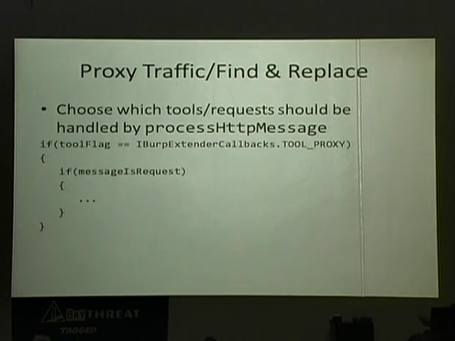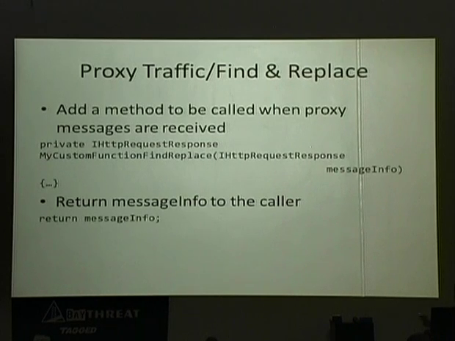So in this instance, we're going to request that only the tool flag proxy be acted upon, and only if the message is a request. And then we're going to write our own custom function so that we don't muddy up our Burp function there. It's going to take the message info, and it's going to return the message info so that Burp can then pass that on and actually use it. And so to maintain the contract with our new function, we're going to return the message info.